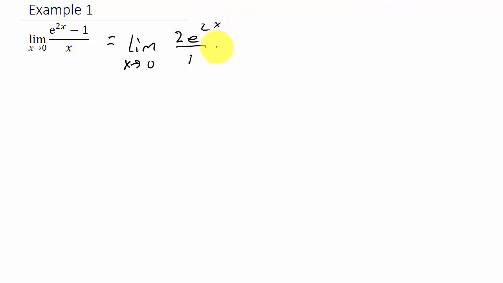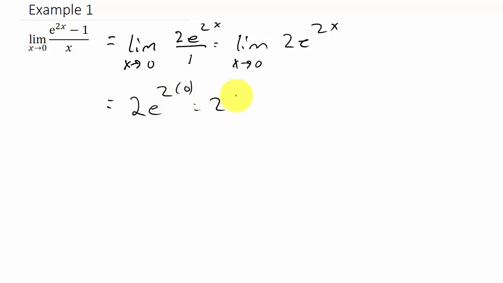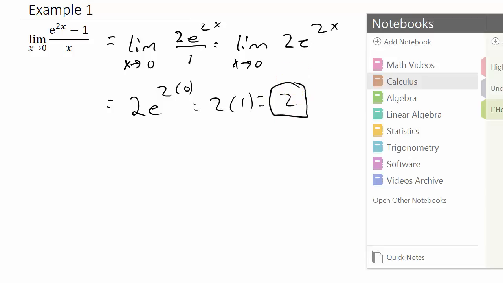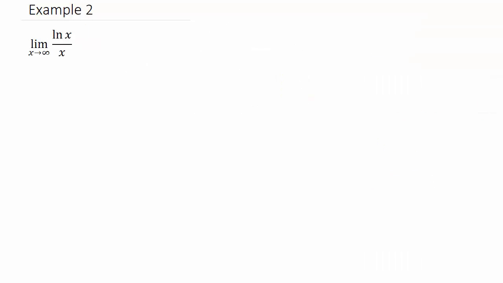Alright, so this is going to give us the limit as x goes to 0 of 2e to the 2x. Now let's plug the 0 in. So we get 2e to the 2 times 0, which is 2 times 1, and this e to the 0 is just 1, which equals 2. And there's our answer. Alright, let's take a look at example 2.